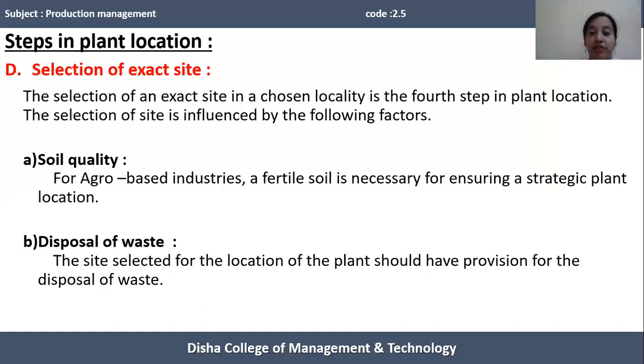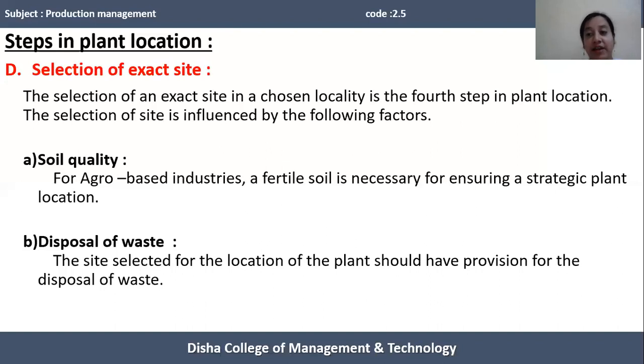Now I want to give an example. Take the example of the Ultratech cement manufacturing industry. One of its plants is situated in Karnataka state. The management of Ultratech Cement first decided where to locate their plant, whether internationally or domestically. They decided to locate their plant in India.